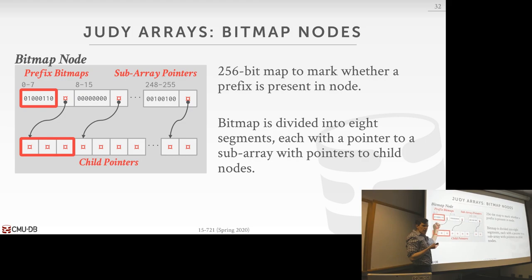Then why do you need the child pointers at all? If you are going to, you can just count the ones and... I can what? Just count the number of ones behind you and just go to that. Why do you need the child pointers at all?